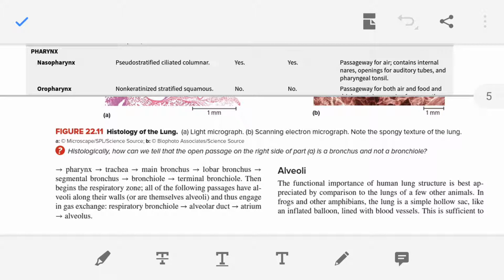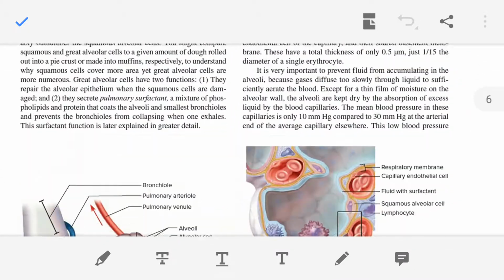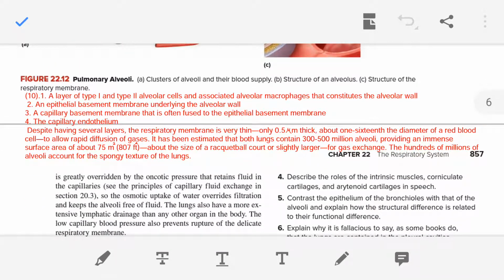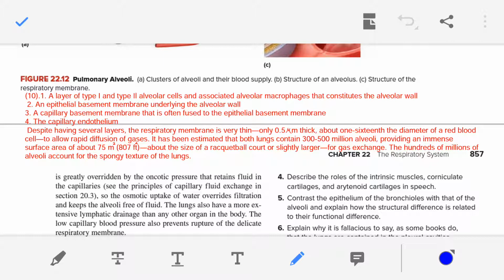And now we are on the final point of our discussion, point number 10. Even though there are several layers in the respiratory membrane, the respiratory membrane is very thin. It has a thickness of only 0.5 micron, and this thickness is about 1/16 the diameter of a red blood cell, that is the RBC.